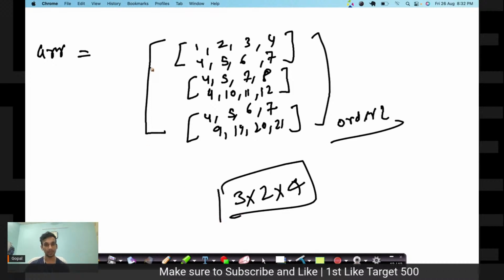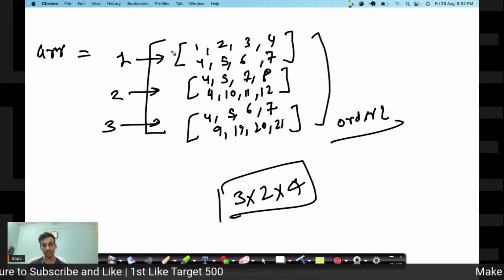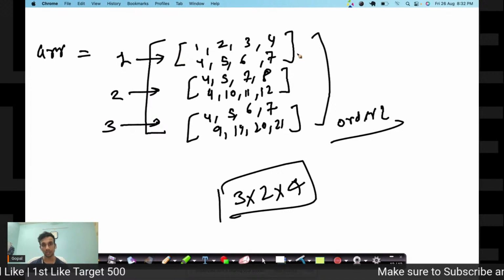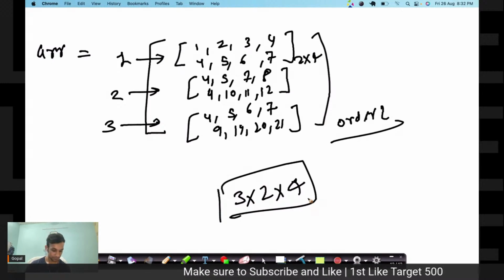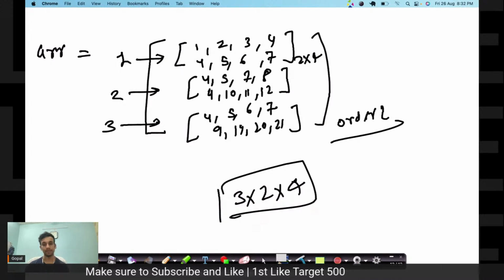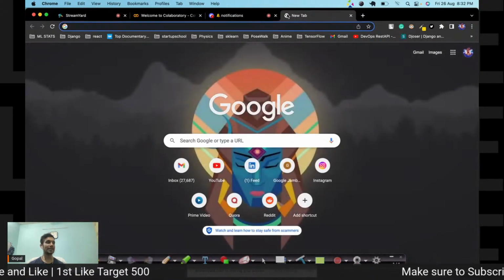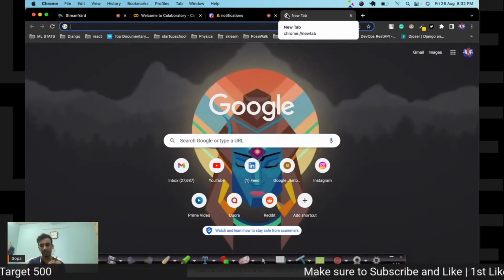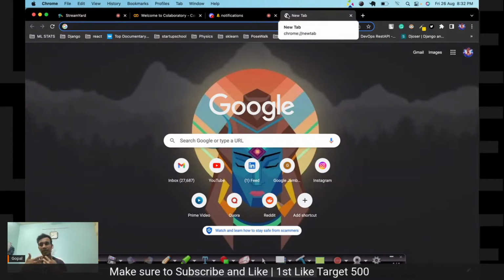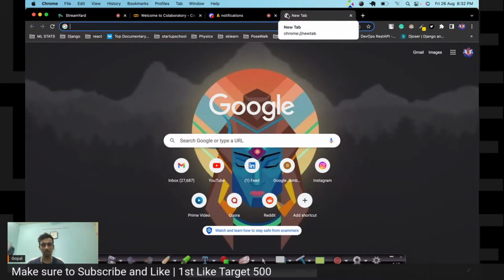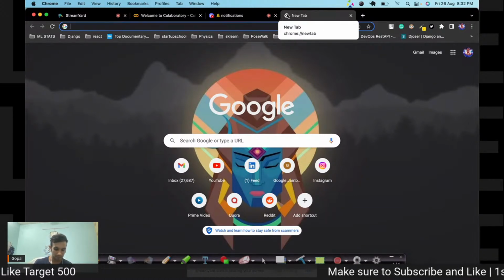I don't know why people are still getting it wrong. This is first, second, and third, and each has an order of 2 cross 4. Therefore the answer is 3, 2, and 4. All right, so now what we need to talk about is how you can make this connection, this analogy, between matrix multiplication knowledge and TensorFlow and the dense layer, which we will see in a while.